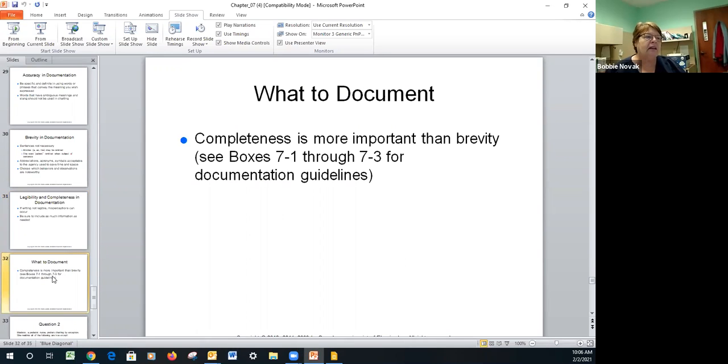So what are we going to document? Let's look at these boxes on page 98. I think it starts on 96. I don't know where box 7.1 is. Let's look at box 7.2, 7.3, and 7.4, okay? On page 98 and 99.